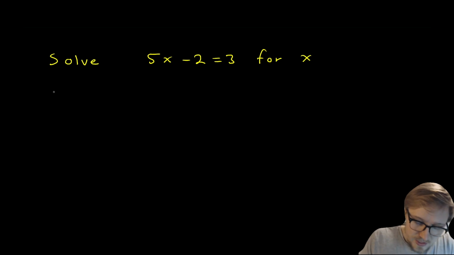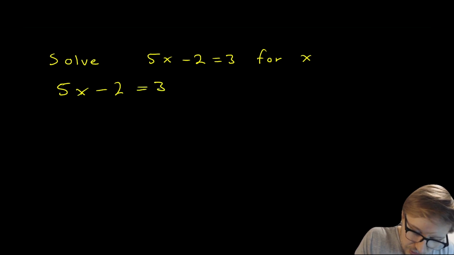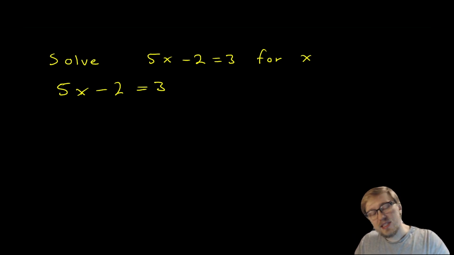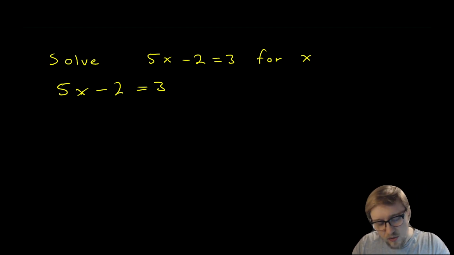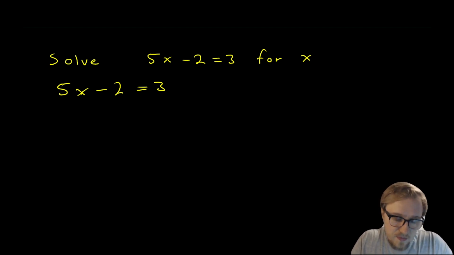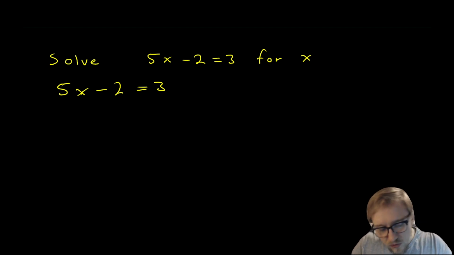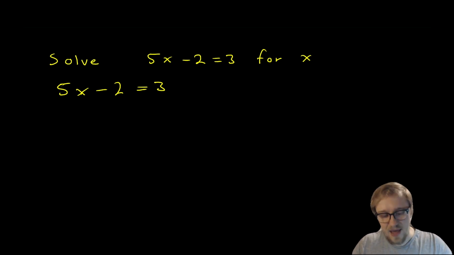The first thing we want to do is write down the equation again here: 5x minus 2 equals 3. The strategy for solving these kinds of equations is to collect all the terms on one side of the equation, and for these examples I'm going to be collecting everything on the left-hand side. Then we're going to isolate the x variable by moving all the constant terms to the other side, and finally we're going to divide out by any overall factors of x.